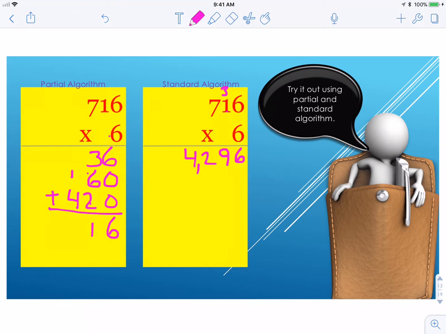Oh, you know what? I messed up on that. Sorry about that, kids. I was thinking something is not working here. So let's look at this. I forgot, when you multiply by hundreds, you add 2 zeros. So we actually have 4,200. Sorry about that.